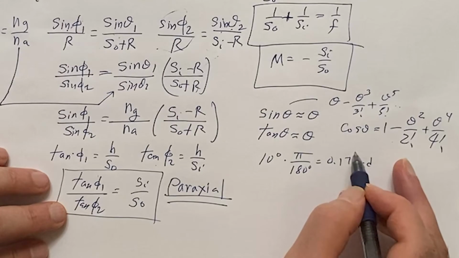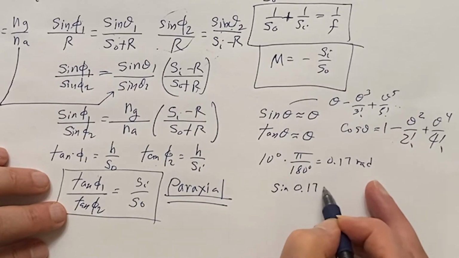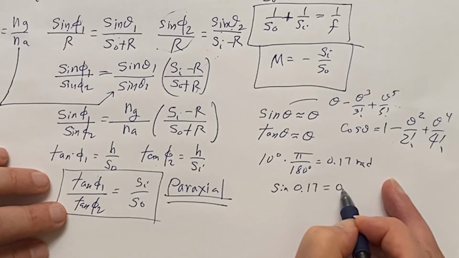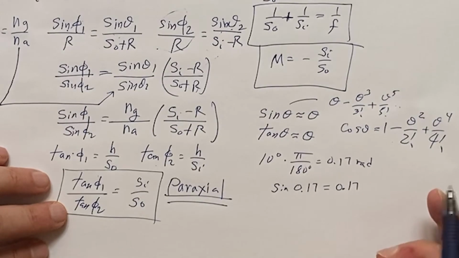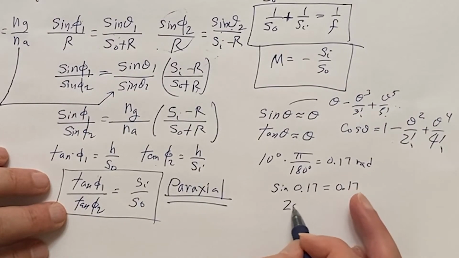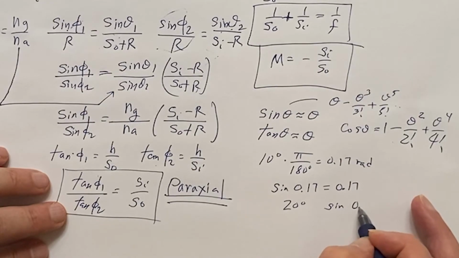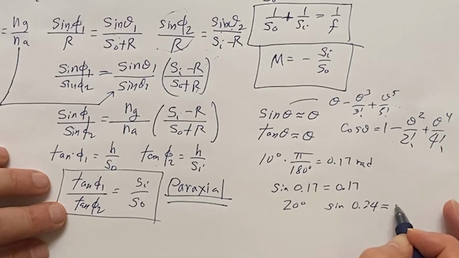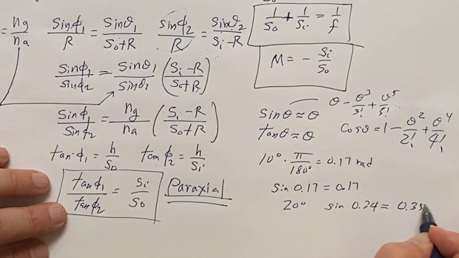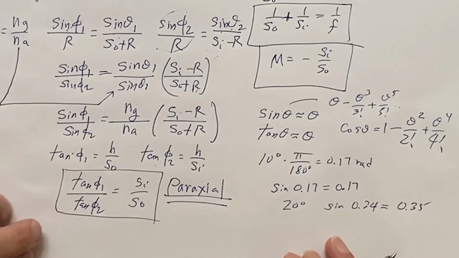But see, if you plug this in, watch this, the sine of 0.17 radians comes out to be 0.17. It's working for 10 degrees. And if you push it to 20 degrees, where you're looking at the sine of 0.35 radians, double the 0.17, the sine is 0.35, remarkably close. That's a pretty good approximation. It's like 3% off even for 20 degrees. So that's a pretty good approximation to make.